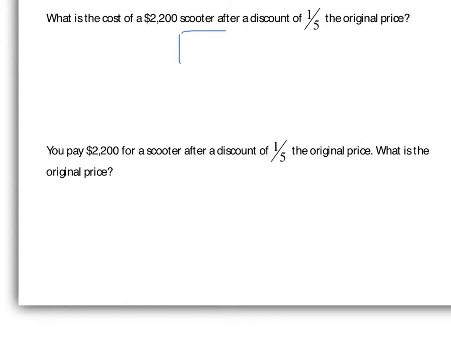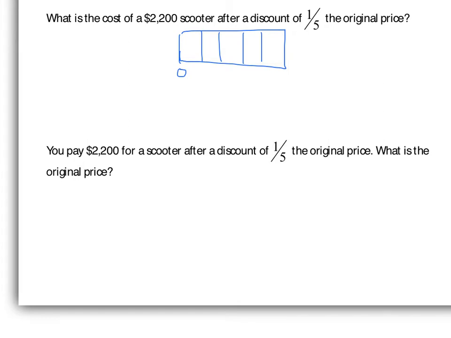Okay, hopefully your diagram looks like this. We know that we're breaking it up into fifths. It's a discount problem. The scooter is $2,200, and we want to know what it is after the discount. So what we're looking for here is our unknown value of what it is after the discount.